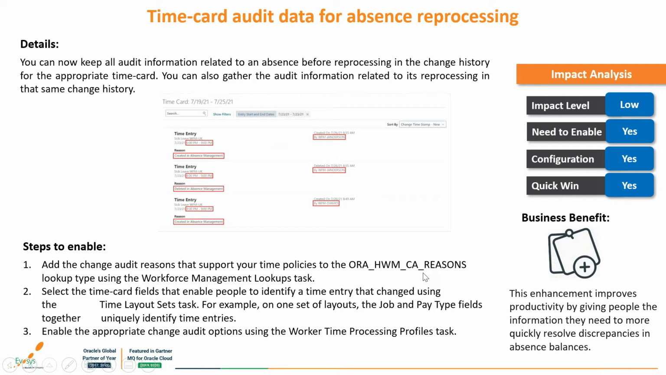The next feature here that we have is time card audit data for absence reprocessing. We had a very similar feature in our last upgrade as well. Oracle is giving you the functionality that you can add your change audit reasons on the Aura HWMCA reasons lookup. And in case there are any changes to the time cards due to absences, all of those changes will be captured, and you would be able to audit all of that information as well with appropriate reasons.